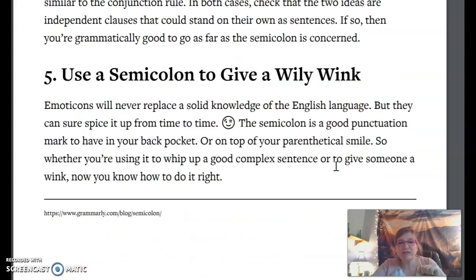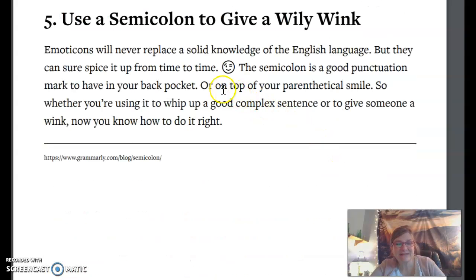So if you have any questions on that, don't be afraid to ask. Grammarly likes to remind you that you need a semicolon to write a winky face. I think that's pretty funny that they include that. But please, ask any questions if you have them. I hope that sheds some light on how to use a semicolon.